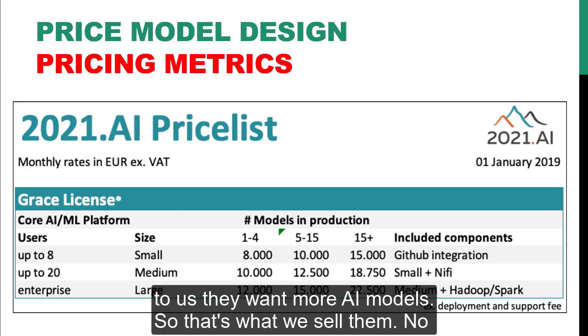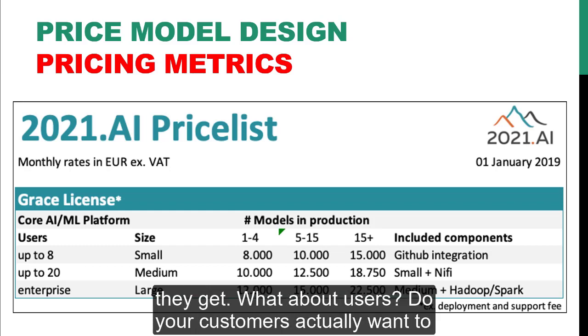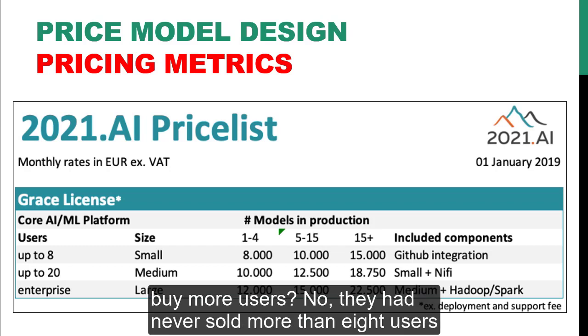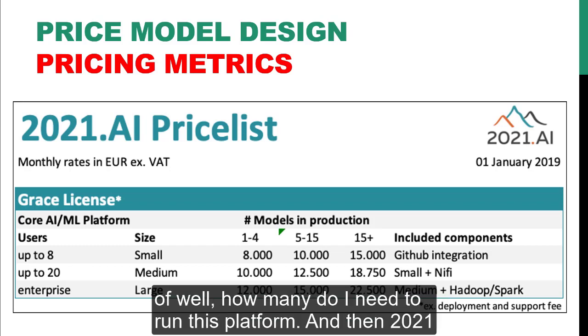So that's what we sell them, no problem. They have no problem paying more the more models they get. What about users? Do your customers actually want to buy more users? No. They had never sold more than 8 users to any customer in the first go. Because customers had the sense of, well, how many do I need to run this platform?